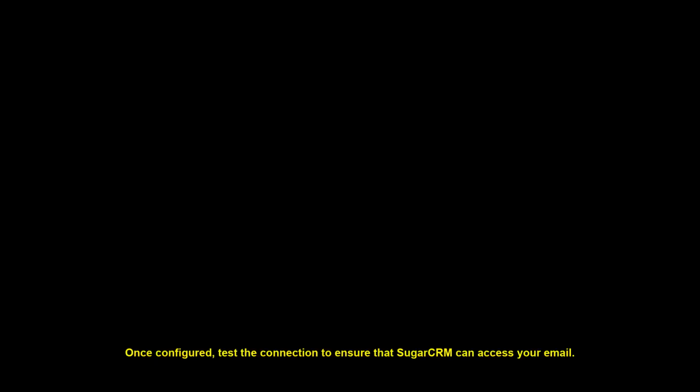Once configured, test the connection to ensure that SugarCRM can access your email. If the connection is successful, you will see a confirmation message on your screen. You are now ready to start using email integration for your sales outreach activities. Return to the main dashboard to access your email features within SugarCRM.